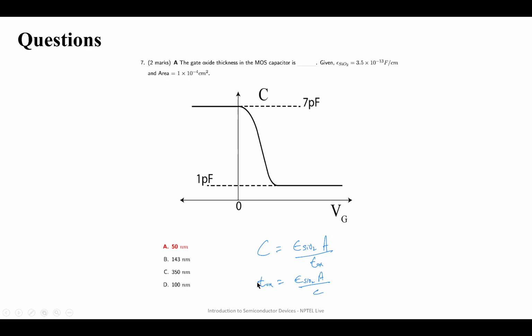So you just have to calculate Tox, which is epsilon of 3.5 into 10 to the minus 13 into area, that is 10 power minus 4, divided by C, which is 7 picofarad, that is 7 into 10 power minus 12. If you calculate that, your Tox comes out to be 50 nanometers.